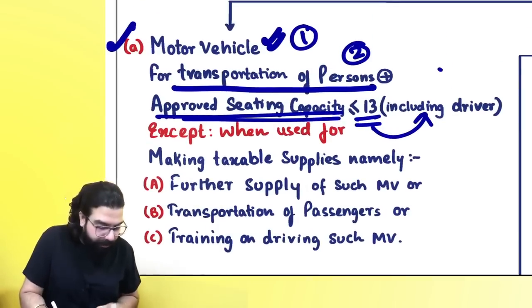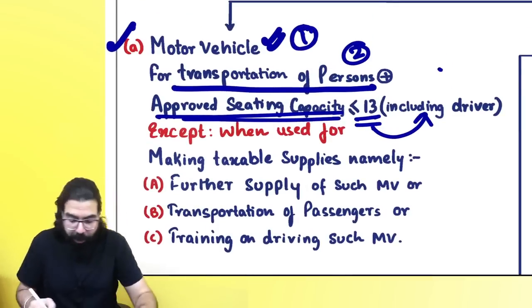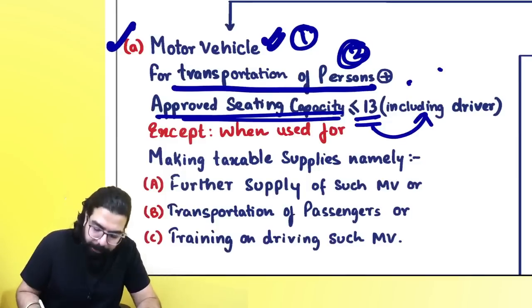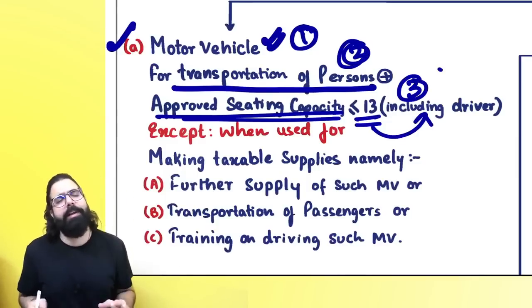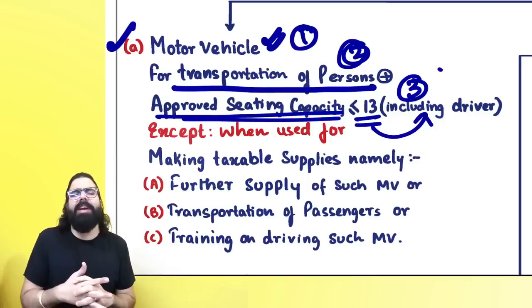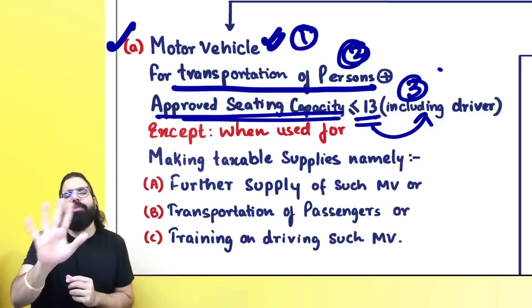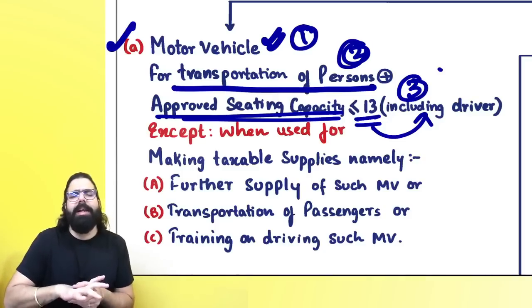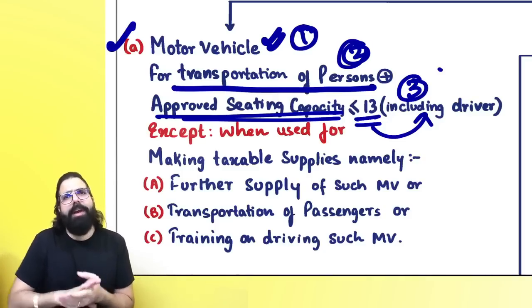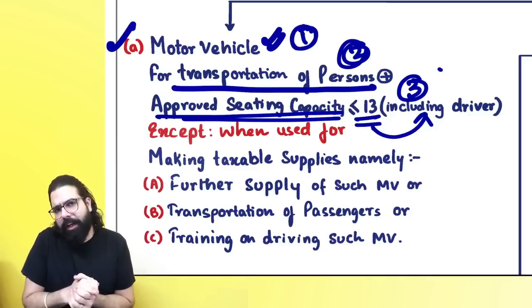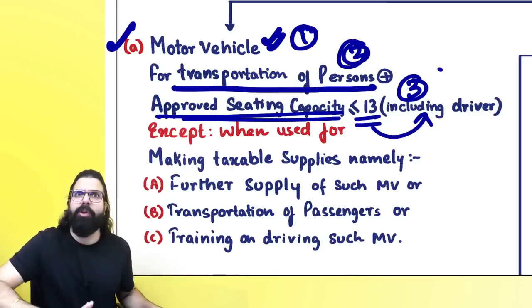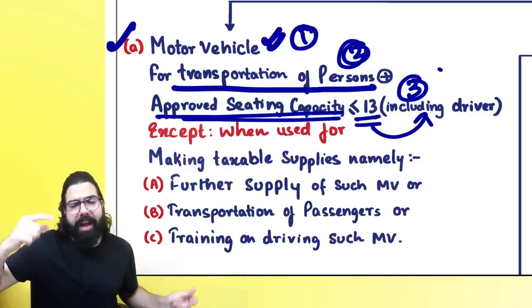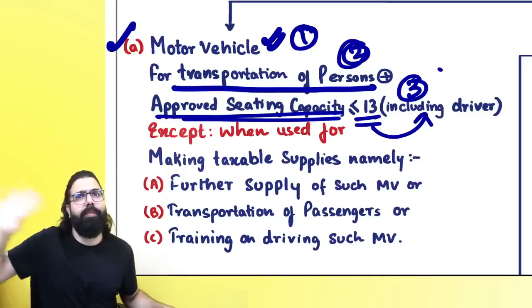So number 1, it's a motor vehicle. Number 2, it is for transportation of person. And number 3, the seating capacity is less than or equal to 13. Then credit is blocked. I never told that for a motor vehicle for transportation of goods the credit is blocked, nor that for a motor vehicle where seating capacity is more than 13 the credit is blocked. We are just telling that what is blocked is only blocked. If it is not blocked, then it is always allowed if used for business purpose.